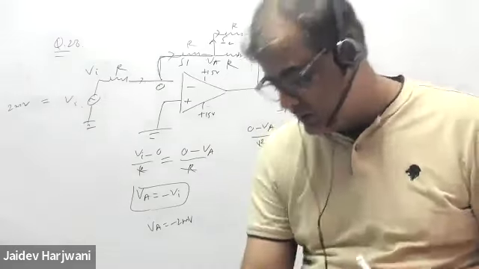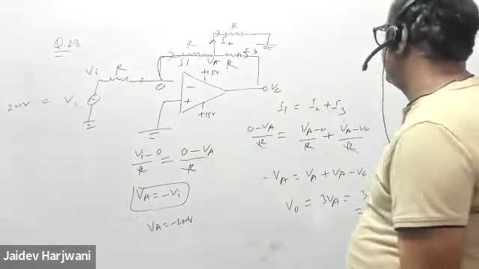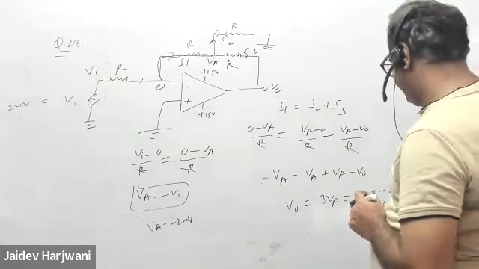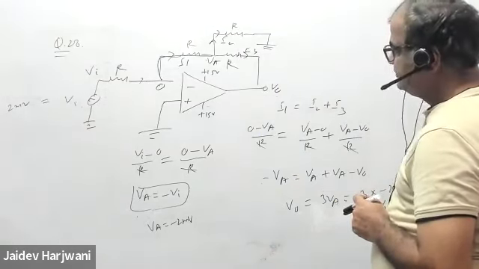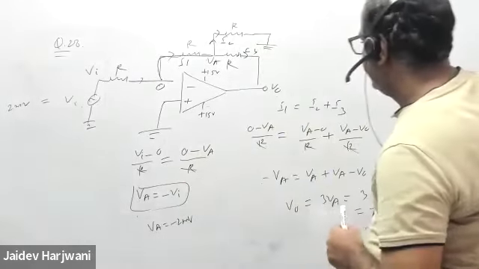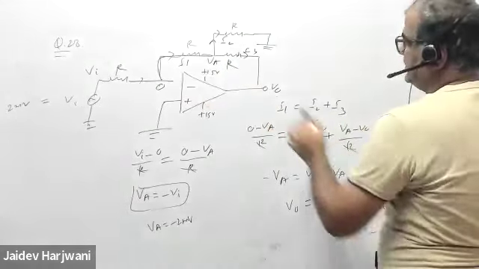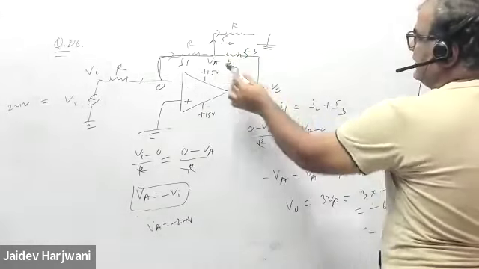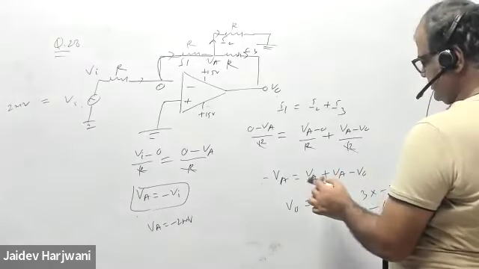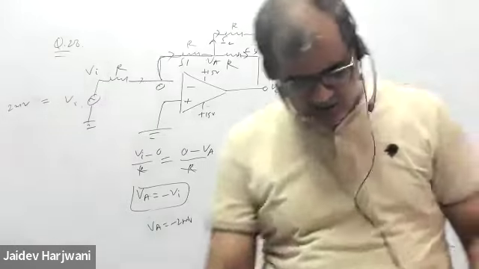VI is 2. These all are R. Check it, what is the mistake? So VI minus 0 upon R, 0 minus VA, VA minus VI. So 0 minus VA upon R is correct. And I2 is VA minus 0. And VA minus V naught is 0. So this is minus VA, and this is 3 VA. This is correct. So the answer may be wrong here in the question.